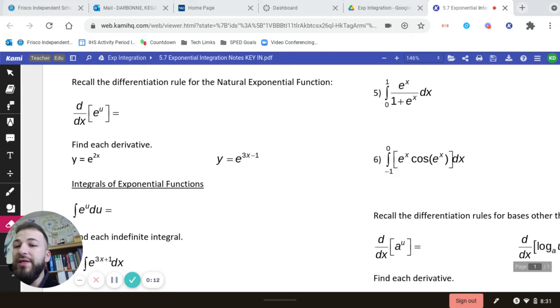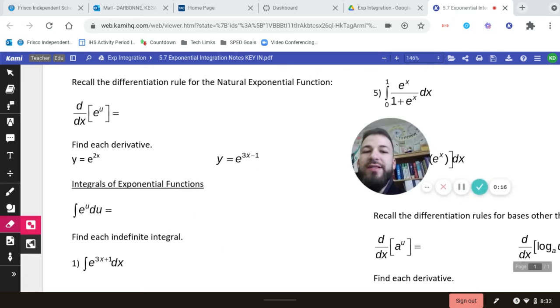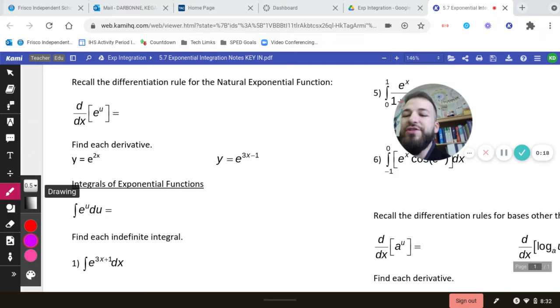So if you recall, the derivative of our exponential function, e to the u, it's the super awesome function whose derivative is just itself. So e to the u becomes just e to the u times u prime. So e to whatever it was stayed exactly the same, and then we just multiply by the derivative of whatever was in the power. So finding each of our derivatives, y prime for e to the 2x would be e to the 2x times 2.